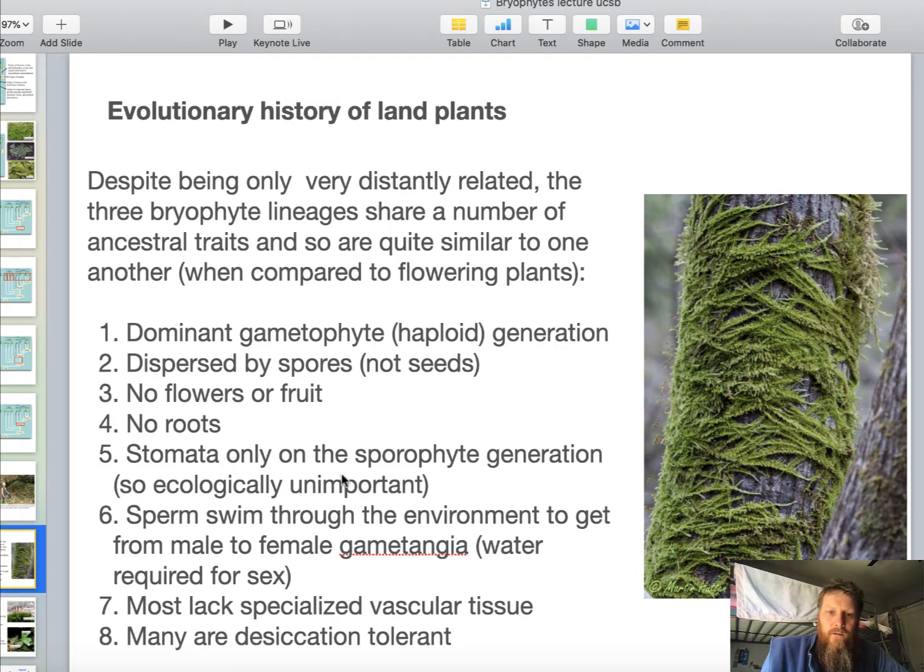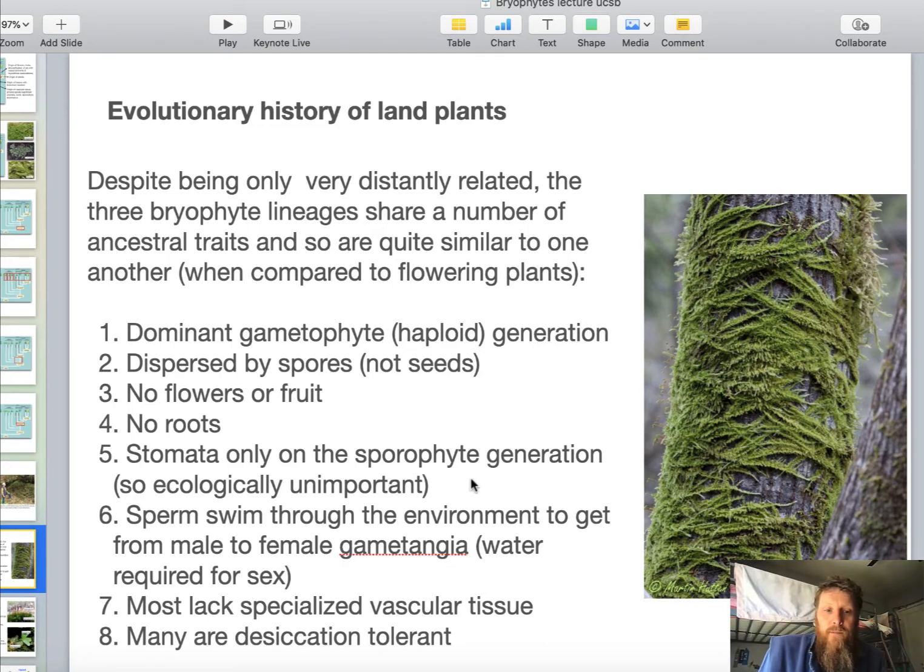Stomata are only on the sporophyte generation, and so ecologically unimportant. All the other plants have stomata on the sporophyte generation as well, but in the case of all the other plant lineages, those sporophytes are dominant. So they're the ecologically important life stage. Since bryophytes only have stomata on the ecologically unimportant life stage, the stomata really aren't very important, which is quite different from the rest of the plant lineages.